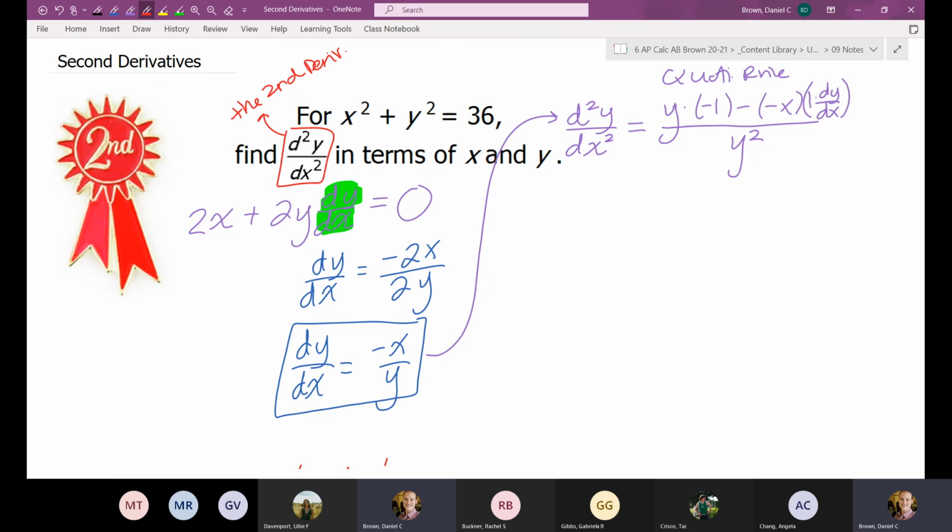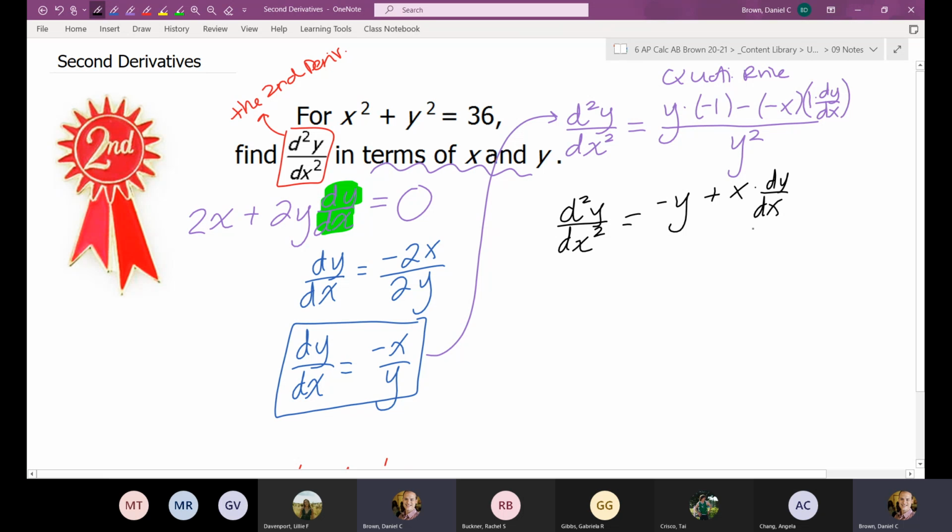Now let's review making sure we answer our form in a way that it asks us to. It tells us to put this in terms of x and y. Right now, the second derivative is in terms of x, y, and dy/dx. I'm going to go ahead and simplify it because that does look pretty messy. I don't always simplify stuff in this class, but I think in this case it makes it look a little bit nicer. Y times -1, the double negative.